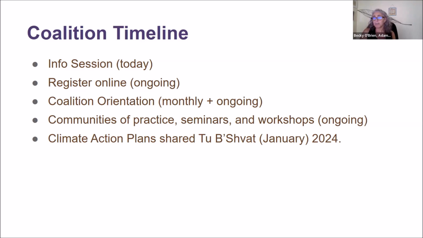You'll be put in a community of practice, which meet 4 times a year. As I mentioned, we have our online workshops and seminars, our weekly office hours, and other resources are ongoing. And all coalition members work on their climate action plans and submit them on Tu B'Shvat of each year. And I'll just say that this year is the first in a new Shemitah or sabbatical 7-year cycle. And just like the climate scientists, we want to be forward thinking to the next 7 years before 2030.